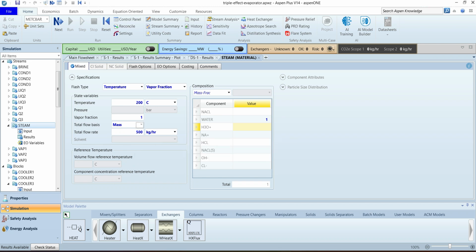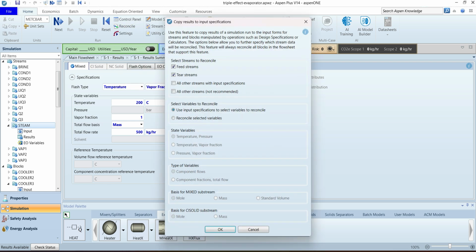Otherwise, we can use a reconcile button to automatically update the input values of the streams. This is a very handy tool when we have to update the input specifications, either taken from the optimization tool or from the design specification tool, or any values that has been updated for the tear stream, we can update using the reconcile button. Since no tear stream is involved for this simulation, we can uncheck this and entirely update the conditions of the streams.